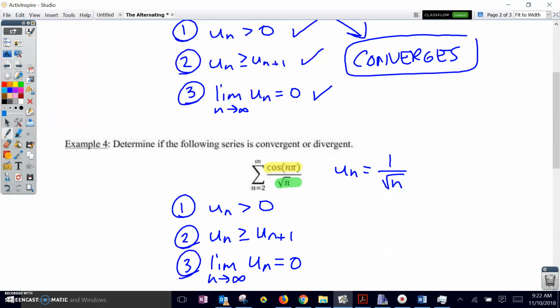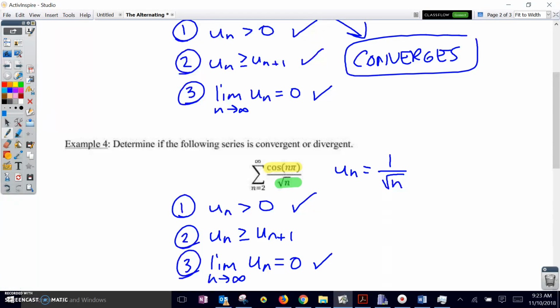Okay. Is this positive for all natural number values of n? Yes. Does the limit as n goes to infinity of u sub n equal 0? Yes. And then is u sub n greater than or equal to u sub n plus 1 for all the values of n beyond a certain point? Is 1 over the square root of 2 greater than 1 over the square root of 3? Is 1 over the square root of 3 greater than 1 over the square root of 4? 1 over the square root of 4 greater than 1 over the square root of 5?